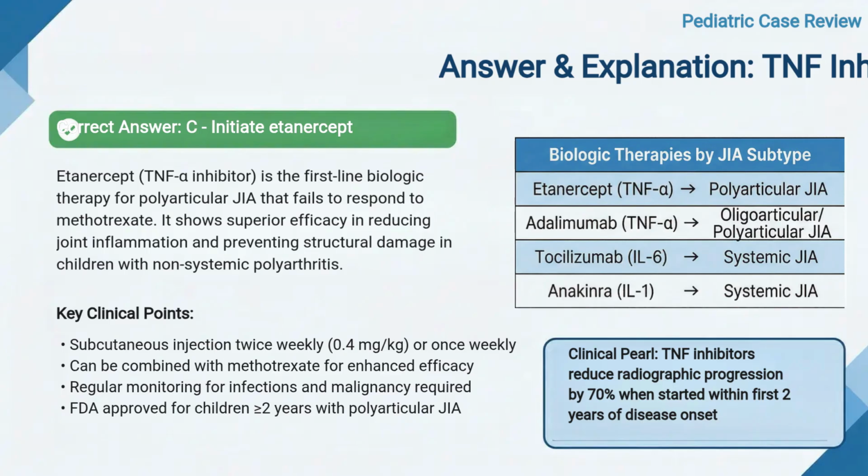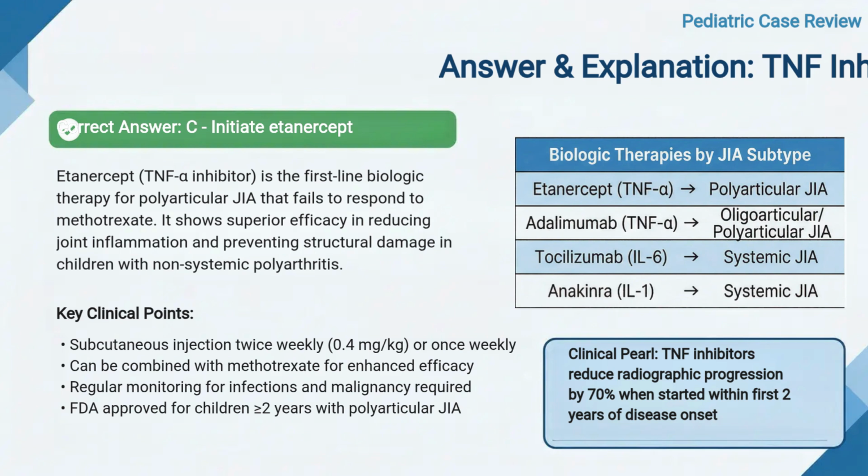The correct answer is option C, initiate etanercept, a tumor necrosis factor inhibitor. Etanercept is the first-line biologic therapy for polyarticular juvenile idiopathic arthritis that fails to respond to methotrexate. It shows superior efficacy in reducing joint inflammation and preventing structural damage in children with nonsystemic polyarthritis. Key clinical points. Subcutaneous injection given twice weekly at 0.4 milligrams per kilogram or once weekly. Can be combined with methotrexate for enhanced efficacy.